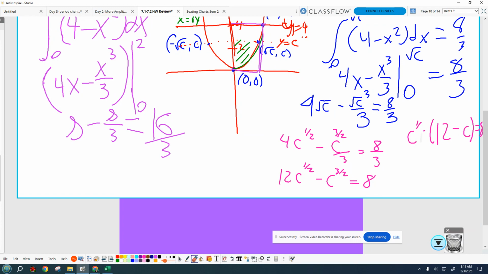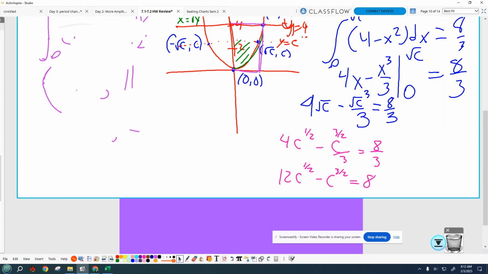Wait, what? Okay, maybe the answer is we should not do it with respect to x. There's a different way that kind of works out nicely. Okay, how did you do it differently? The way I did it, I set up the integral from negative root c to root c of c minus x squared, with respect to x, equals 16/3. Maybe the numbers work out nicer that way, because you wouldn't have this term.